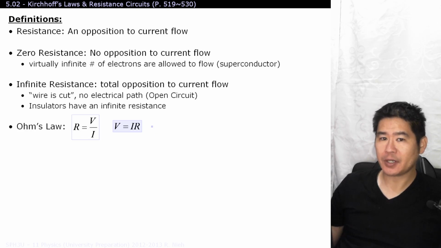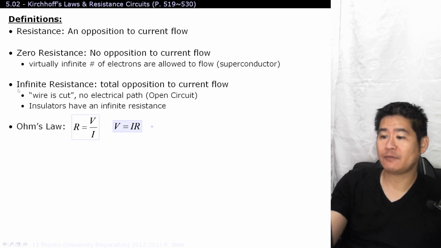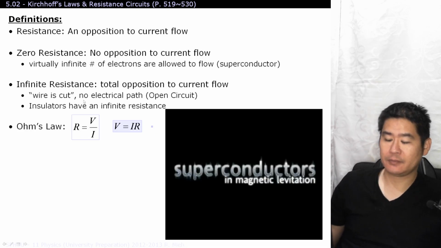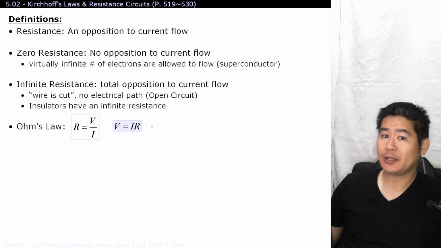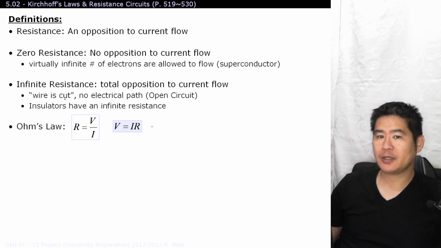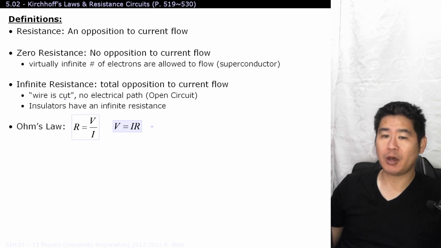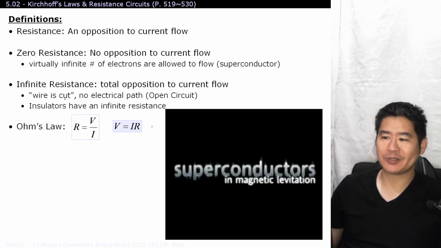As for objects, you either have insulators or conductors. If it's a perfect insulator, then it should have infinite resistance, meaning that it does not allow electricity to flow through. It's effectively as if a wire was cut. On the other hand, there are certain substances that have zero resistance, so no opposition to current flow, and those are superconductors. The next video, I'll let you watch that afterwards, and that has to do with superconductors.